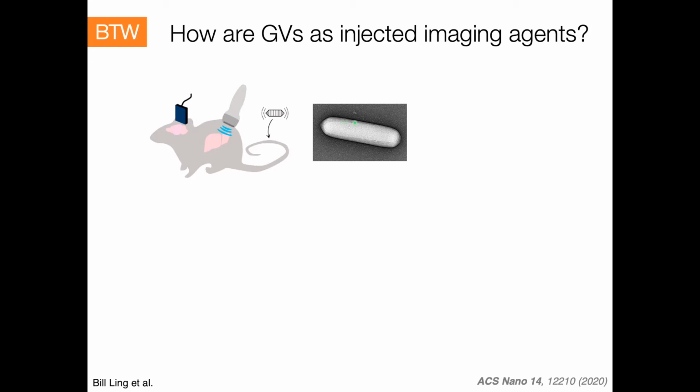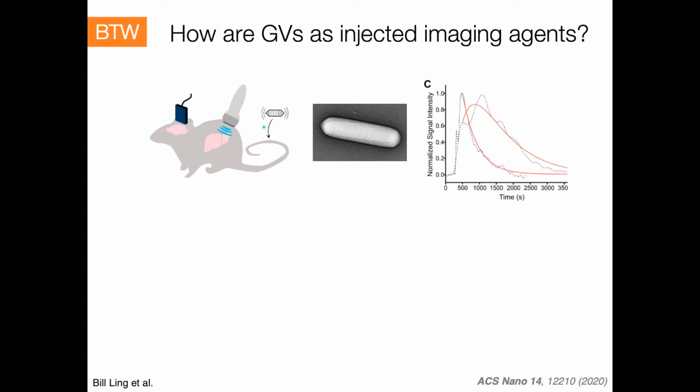But gas vesicles, because they're just made out of protein, we hypothesize that we'd actually be able to follow the lysosomal function of liver macrophages as well. And indeed, that's true. So when we simultaneously image gas vesicles in the blood and in the liver, we see a clearance rate by which they get cleared from the blood.